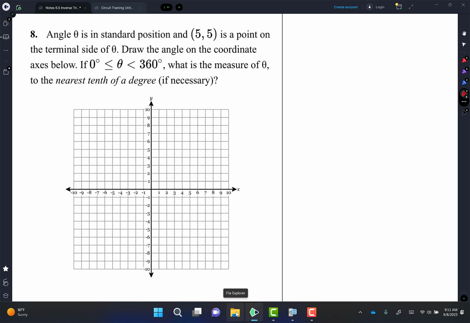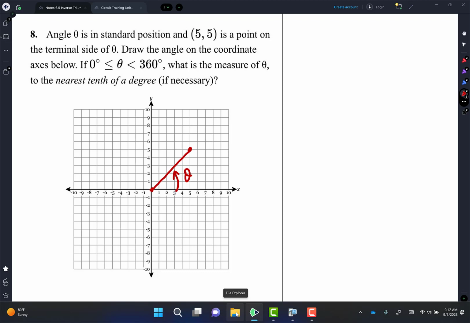Angle theta is in standard position and goes through the point (5, 5). So (5, 5) is the point on the terminal side of theta. Put a point at (5, 5). Draw the angle on the coordinate axes, between 0 and 360. What is the measure of that angle? I'm going to connect it. So here's my segment, here's that angle.